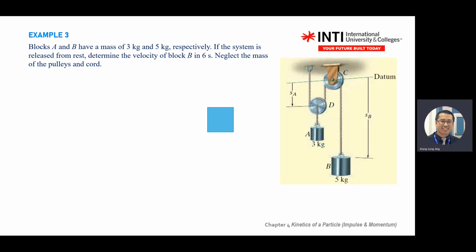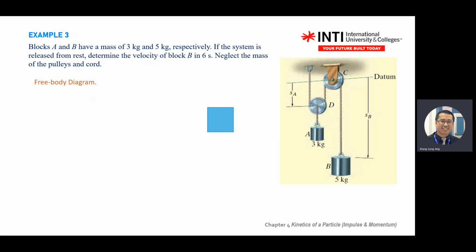So here, the next step, you look at logical thinking. One is 5 kilograms, one is 3 kilograms. Both are released from rest. B will go down, A will move up. So you'll find the velocity of A and B will be one positive, one negative. Same with the acceleration, right? Acceleration negative means it slows down or it is in the opposite direction. There are two meanings for acceleration.